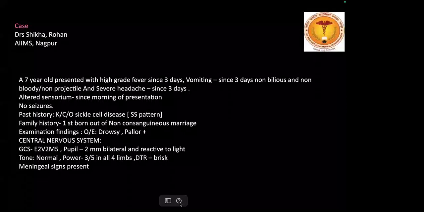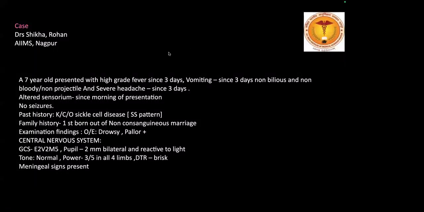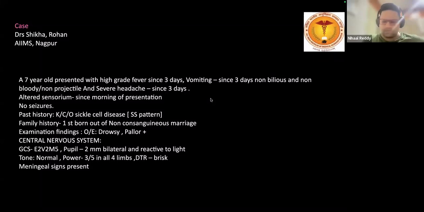I am today presenting a 7-year-old female who presented with high-grade fever since the last 3 days, vomiting since the last 3 days, and altered sensorium since 1 day. She had no history of seizures. She is a known case of sickle cell. She had a GCS of 9/15. Pupils were reactive, meningeal signs were present, neck rigidity was present, and Kernig's and Brudzinski's signs were present. So we initially labeled her as meningoencephalitis with signs of raised ICP in a case of sickle cell anemia.